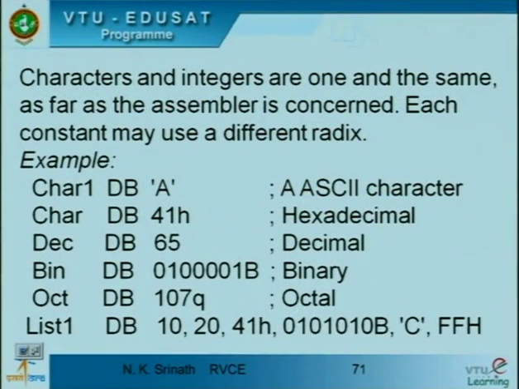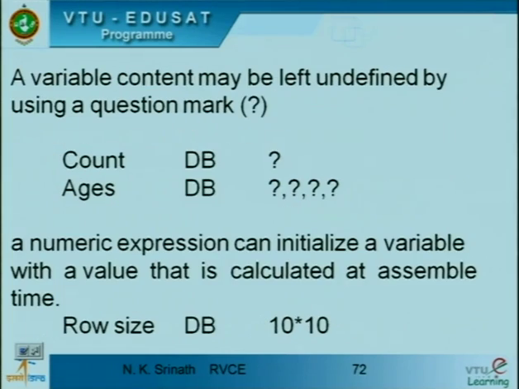It is possible to give a combination of all these different radix systems, for example 10 decimal, 20 decimal, 41 hexa, 01010110B binary, 'C' a character, FF hexa. So, a combination of all these can be mentioned when you are giving the data to the processor.